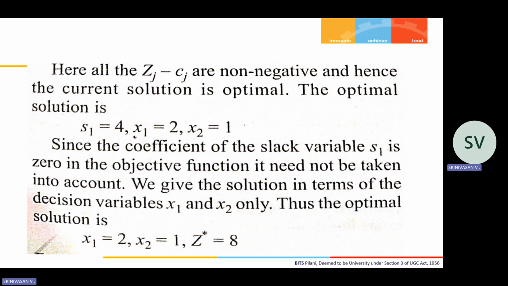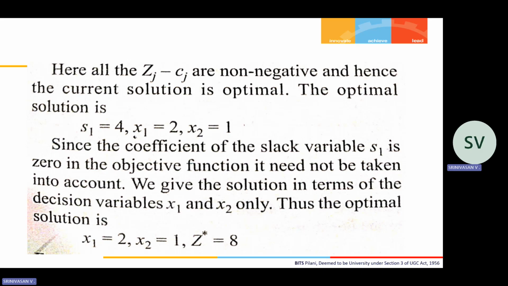How to cross-check? What was your original function to be maximized? Z equal to 3x1 plus 2x2. Isn't it? So what is the x1 value? 2, 3 into 2, 6. x2 value 1, 2 into 1, 2, 6 plus 2, 8. And that is there in your table also. That means you have done the iterations correctly, and you have got the optimal solution, which is x1 equal to 2, x2 equal to 1, and max Z equal to 8.